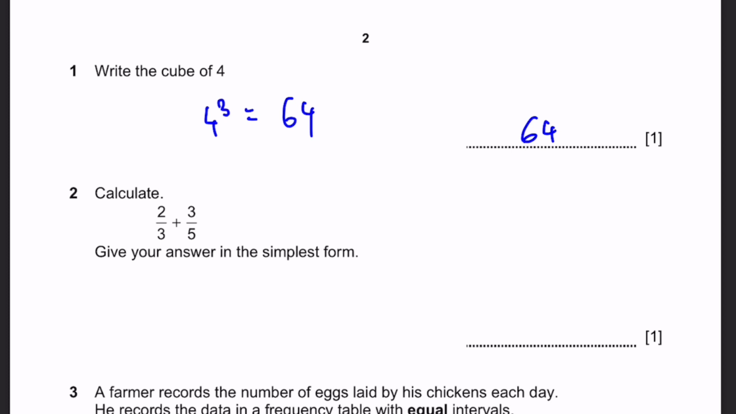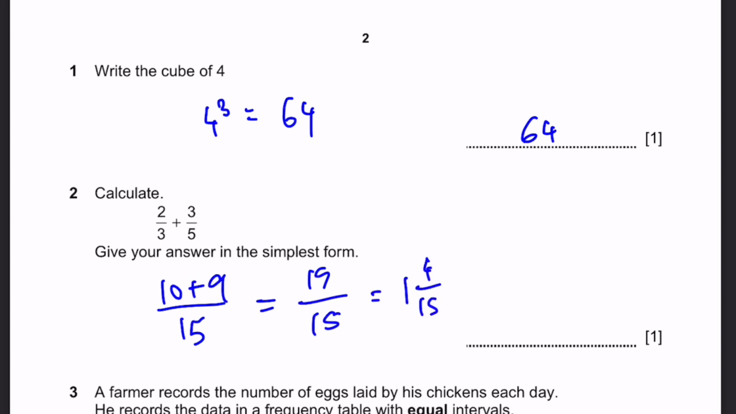We can make both of these the same denominator, which will be the LCM of 3 and 5, 15. Now we can do 2 times 5, that'll be 10, plus 3 times 3, which is 9. We get 19/15, which is equal to 1 4/15.